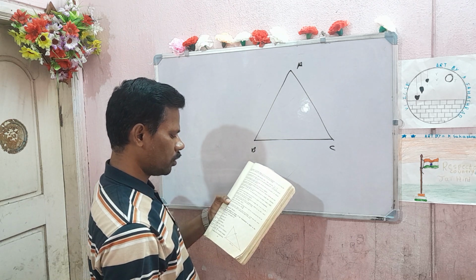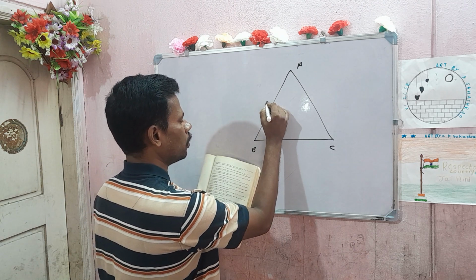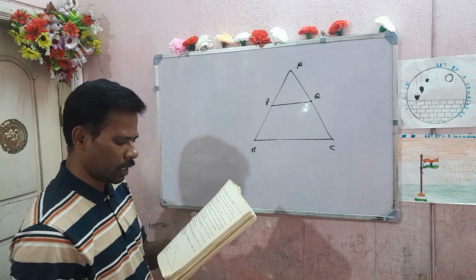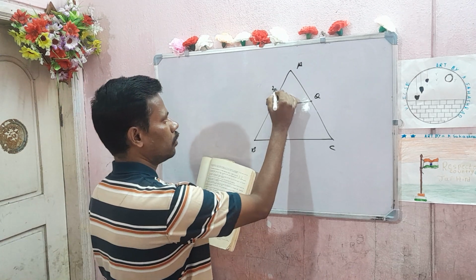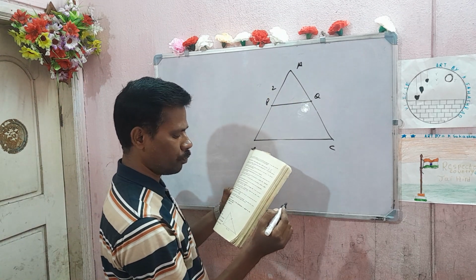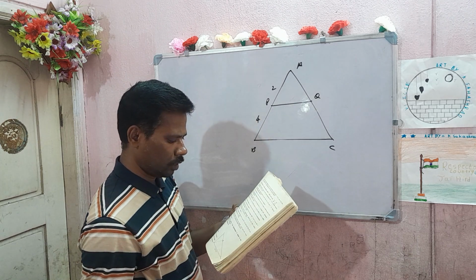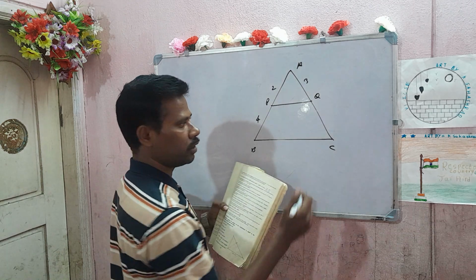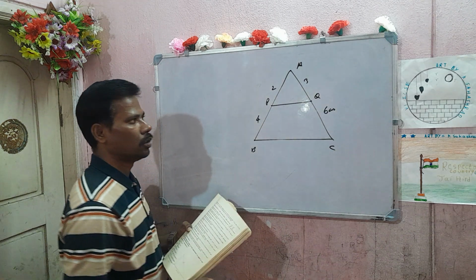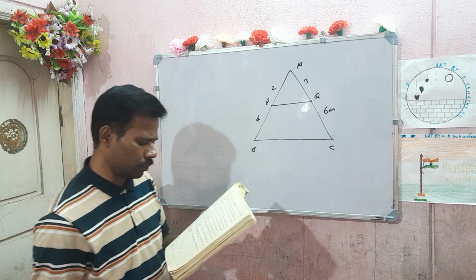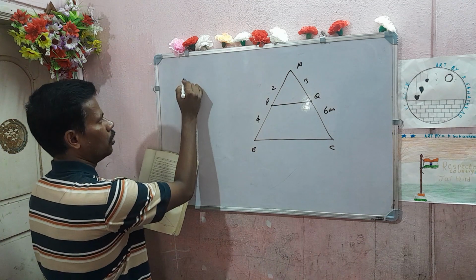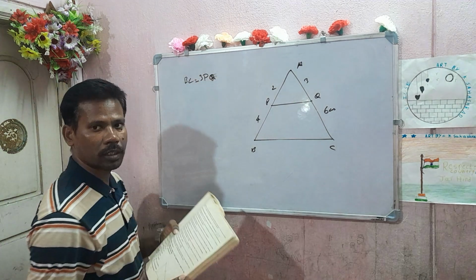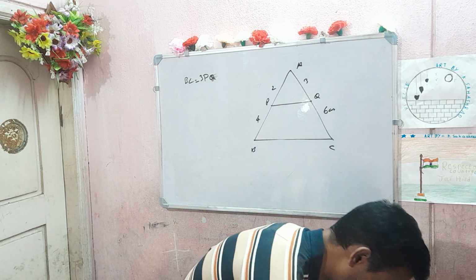P and Q are the points on the sides AB and AC respectively. If AB is equal to 12, AP is 2 centimeters, I'm sorry, PB is 4, and AQ is 3 and QC is 6 centimeters. So from this he is asking, prove that BC is equal to 3 times PQ. How to do this one?